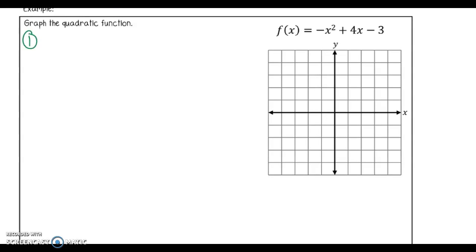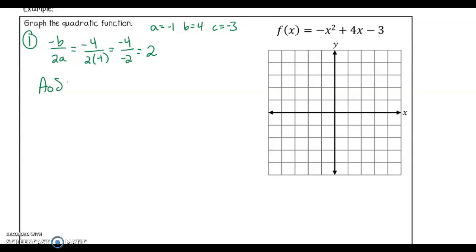All right, so step 1, we're using negative b over 2a. So let's go ahead and determine a is negative 1, b is 4, c is negative 3. Okay, so negative b is negative 4 over 2 times a, which is negative 1. So the top's negative 4, and on the bottom, 2 times negative 1 is negative 2. That simplifies down to positive 2. So our axis of symmetry is at x equals 2. So let's draw that in first. That's right here at x equals 2.